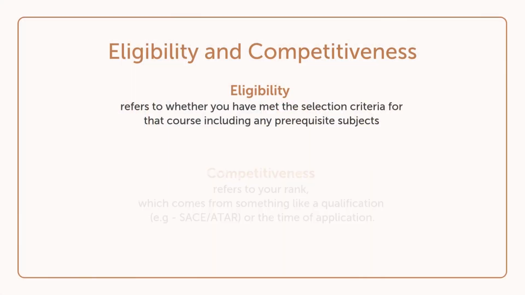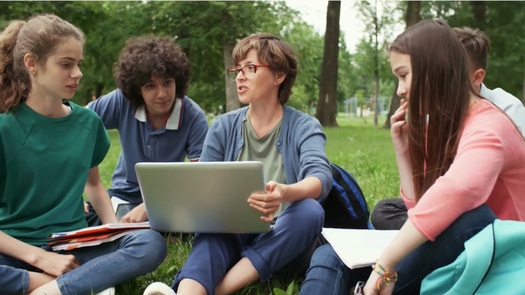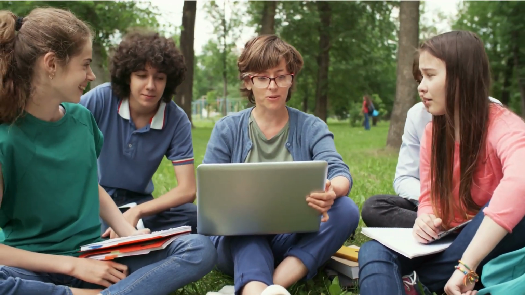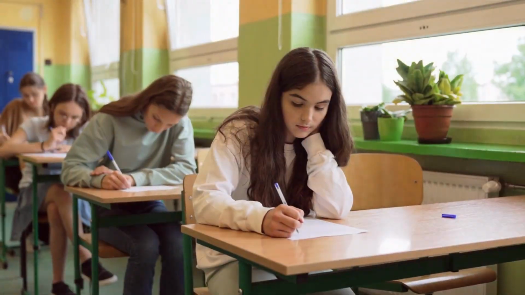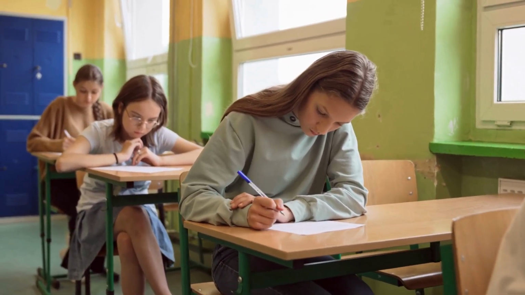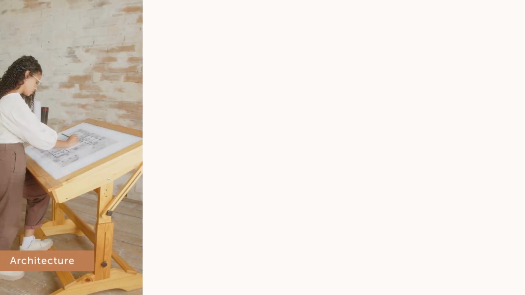To be competitive, a person must have some kind of qualification with a rank that is considered high enough to be in the top X number of applicants, and X equals the number of places. So if there are 200 places for a course, your rank would need to be in the top 200 of applicants for that course. Your rank comes from the score achieved in a qualification, for example an ATAR in Year 12 or a GPA at university.